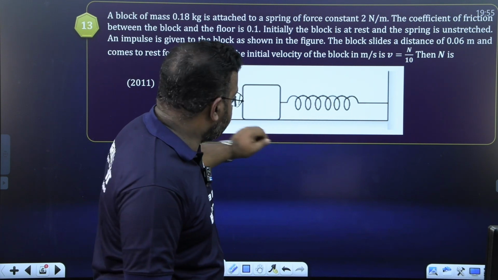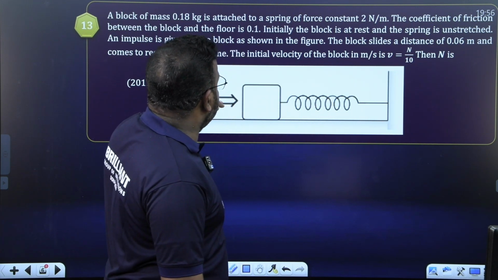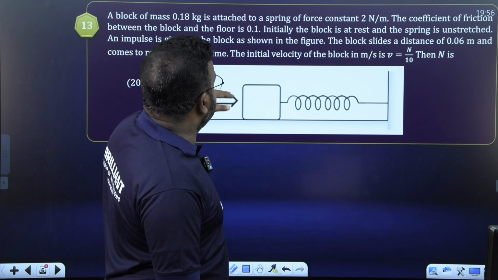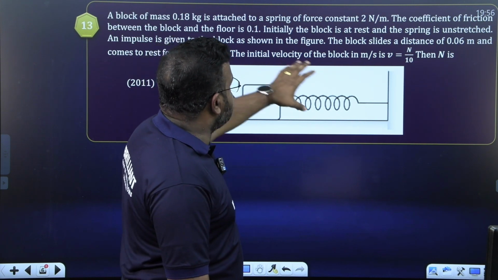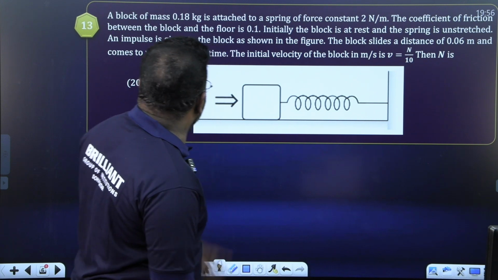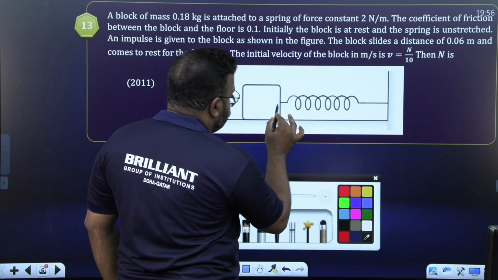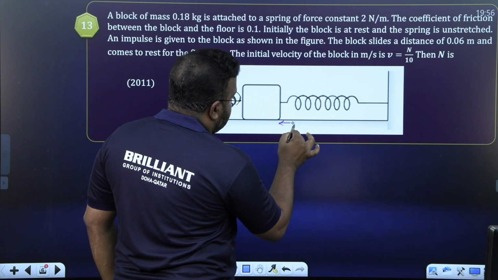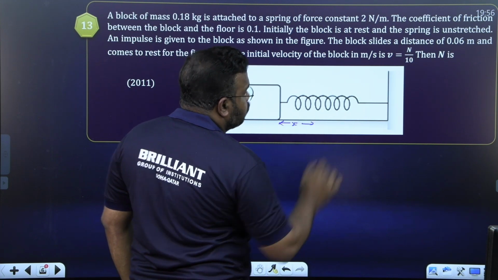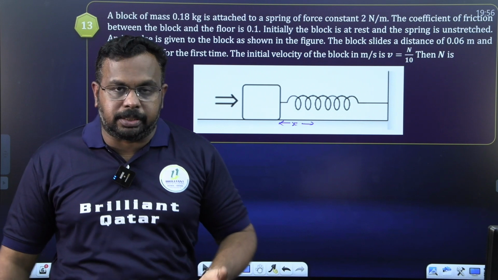A force has been given and the block slides through a distance of 0.06 meter and comes to rest. So what you have to understand here is, if this block is moving through a distance x, which means the spring is compressed through the same distance x.